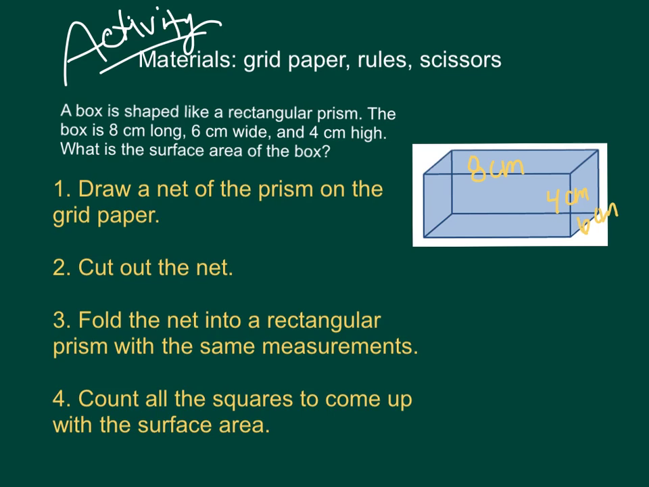And then the last step is you need to count all of the squares that you can see. This will help you come up with the surface area. However many squares you can see will be the surface area. And if you did it correctly, you'll get the same answer as I did on the next slide, okay? So make sure you do this activity before you move on. This is a good time to pause the video. This activity should take you about 5 to 7 minutes. So make sure you use that time. Alright. So pause your video and go ahead and do your activity.